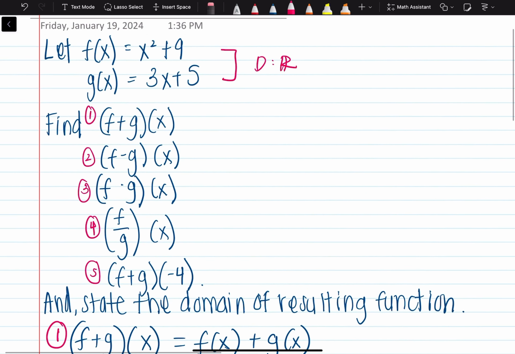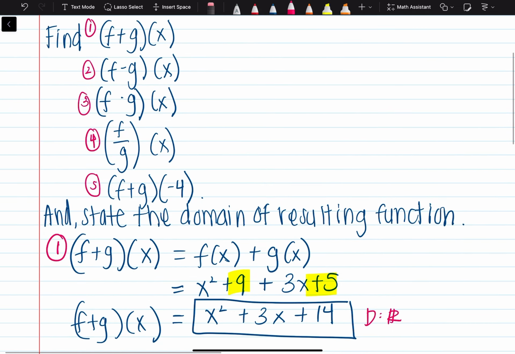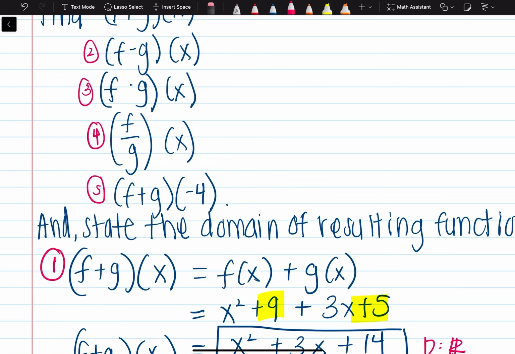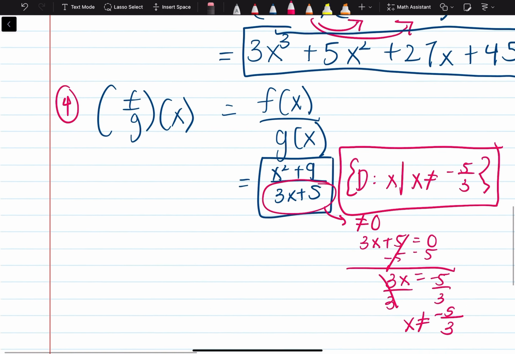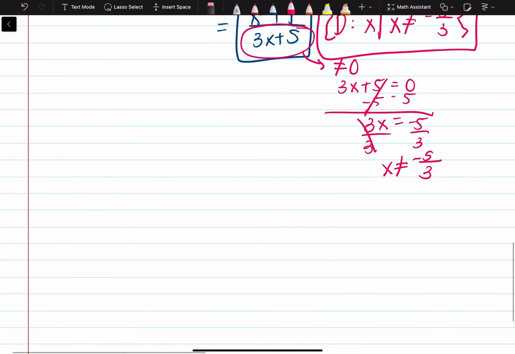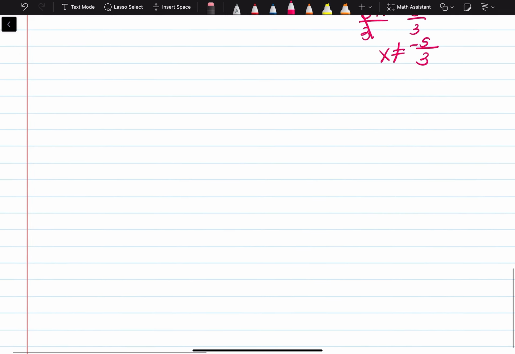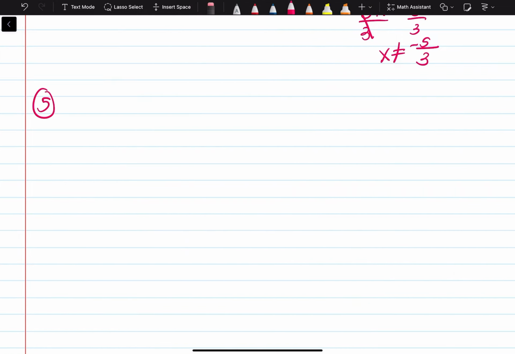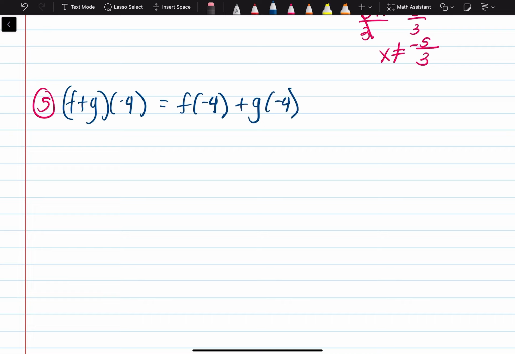That's 1 through 4. Let's do the last one, number 5. So number 5 looks a little bit different because they want you to find f plus g of negative 4. Now, all that changes is they now give you an input to substitute in for x rather than just the variable x. So there's a couple ways that you can do this. As we know, f plus g of negative 4 is going to be defined as f of negative 4 plus g of negative 4.